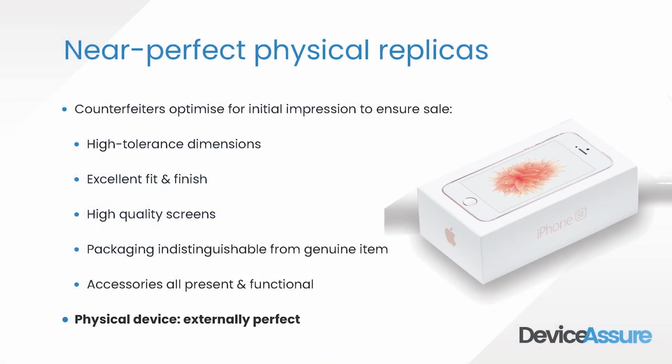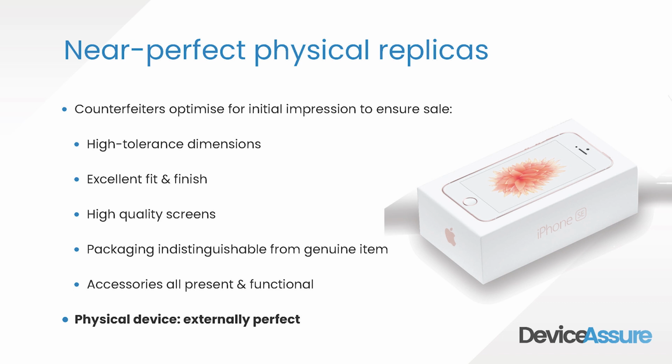So as we saw on the camera, physically, these devices are perfect because the counterfeiters have to ensure that the sale actually happens. They have to ensure that the consumer accepts the package and believes they bought a correct, authentic phone. So the packaging is perfect. The physical aspects of the device are perfect. The screens look really good. The accessories are present and functional. And basically, they're indistinguishable from the genuine item. So physically, the devices are perfect.